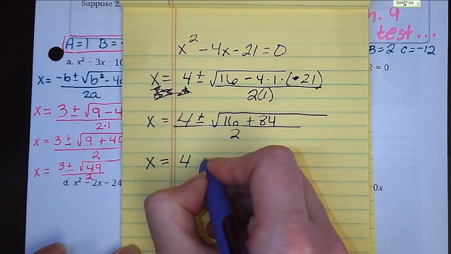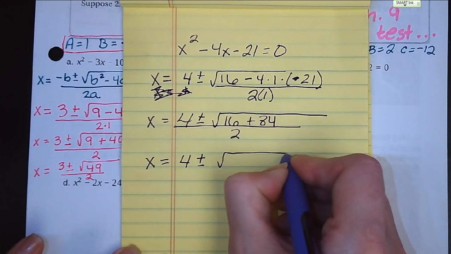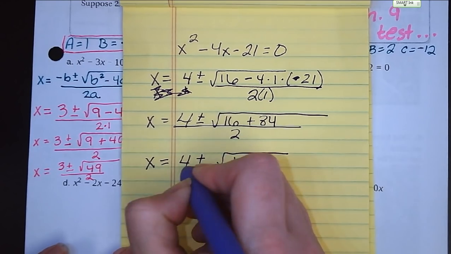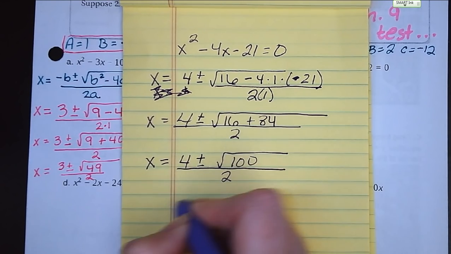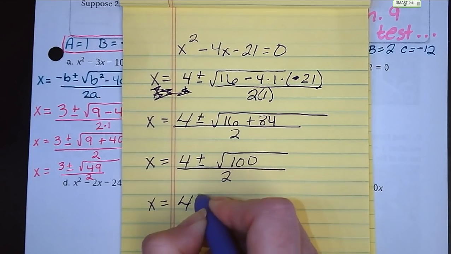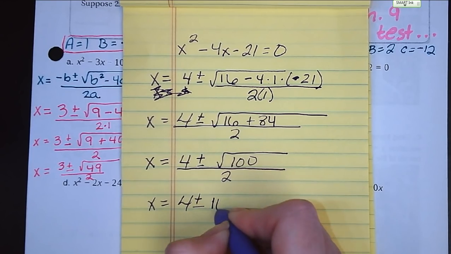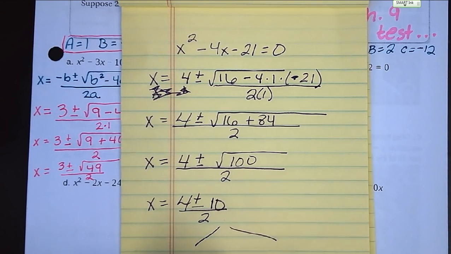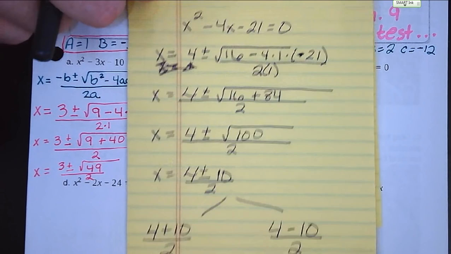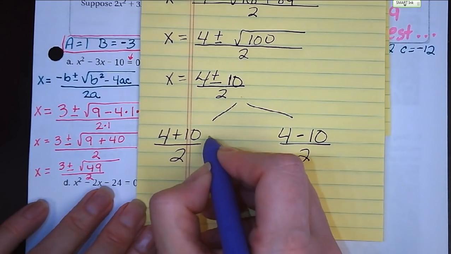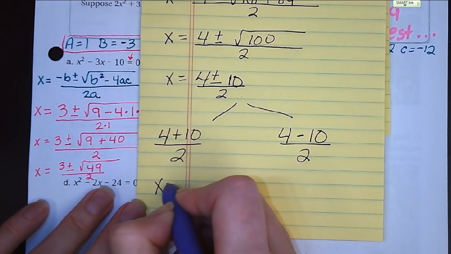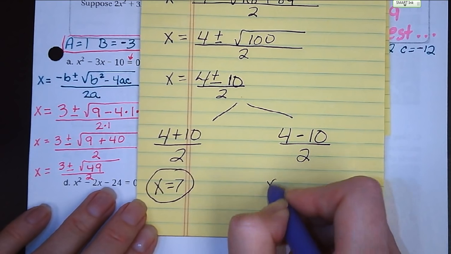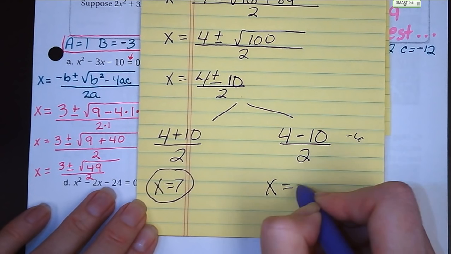So we've got 4 plus or minus the square root of 100 over 2. x equals 4 plus or minus 10 over 2. So x equals 4 plus 10 divided by 2, and x equals 4 minus 10 divided by 2. 4 plus 10 is 14, divided by 2 is 7. 4 minus 10 is negative 6, divided by 2 is negative 3.